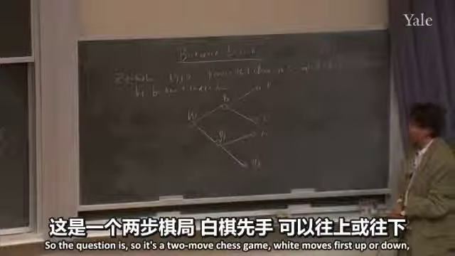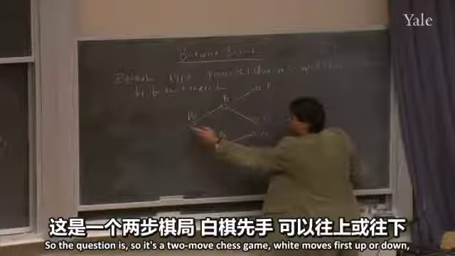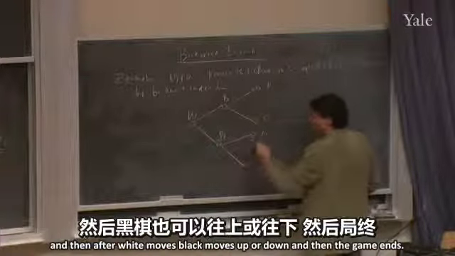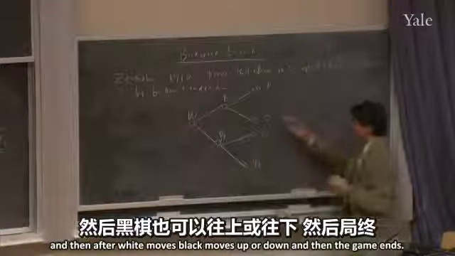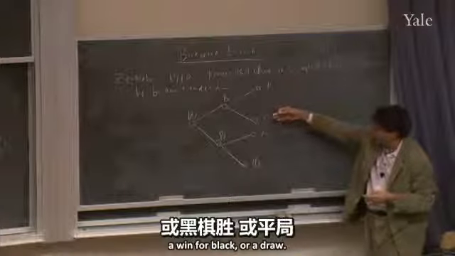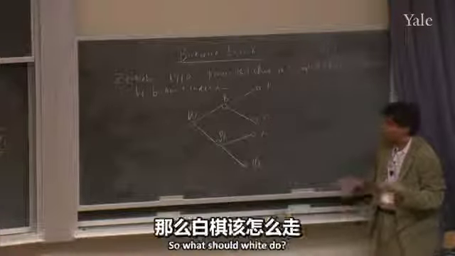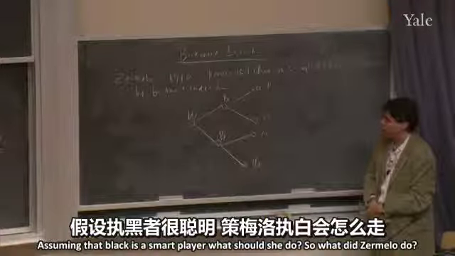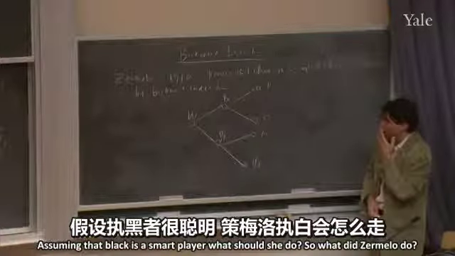Okay, so the question is, it's a two-move chess game. White moves first, up or down. Then after white moves, black moves up or down. And then the game ends, and depending on which position you reach, either it's a win for white, a win for black, or a draw. So what should white do? Assuming that black is a smart player, what should she do?